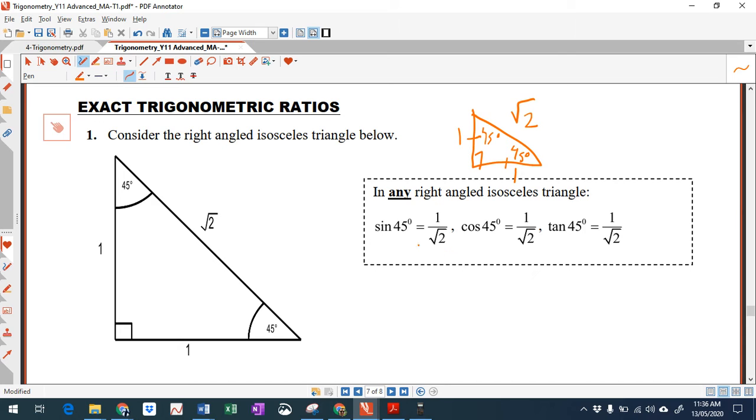From here we can see that sine 45 is exactly 1 over root 2, cos 45 is exactly 1 over root 2. Tan 45 is equal to 1 over 1, which is equal to 1.